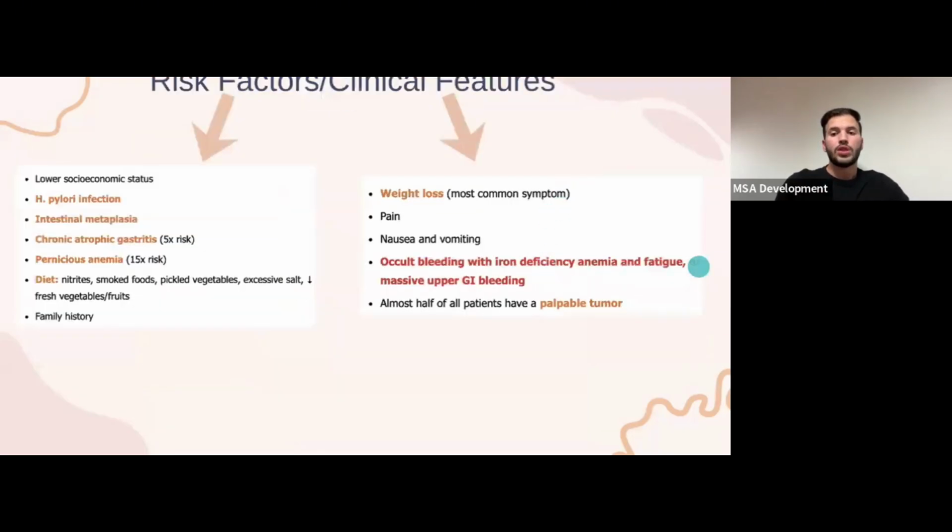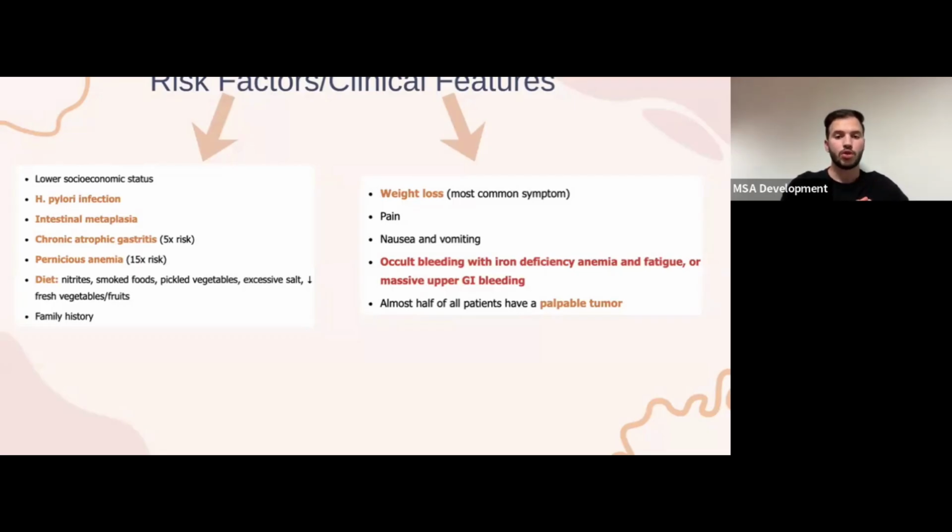What are some risk factors and clinical features for gastric carcinoma? For risk factors, we have low socioeconomic status, of course H. pylori, intestinal metaplasia, mainly chronic atrophic gastritis and pernicious anemia, and specific diet. Now, for the clinical features of gastric carcinoma, we have constitutional symptoms, weight loss, nausea and vomiting, pain, occult bleeding that may come with iron deficiency anemia and fatigue, or massive upper GI bleeding. And most of the patients have a palpable tumor.